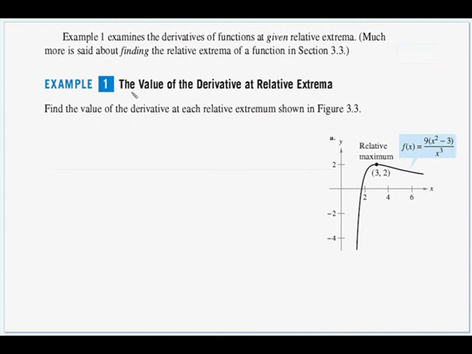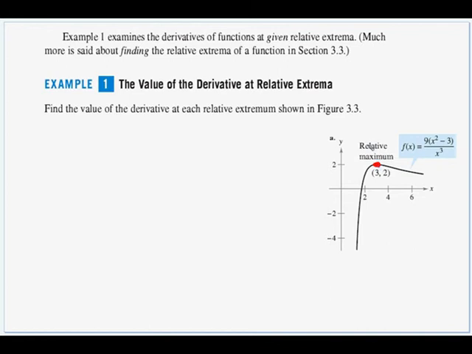And let's dive into example 1 here. This is very similar to the first few homework questions assigned for this section. So example 1 examines the derivatives of functions at given relative extrema. Much more is said about finding these extrema later on. So here in this example, they're handing us the relative extrema on a silver platter.